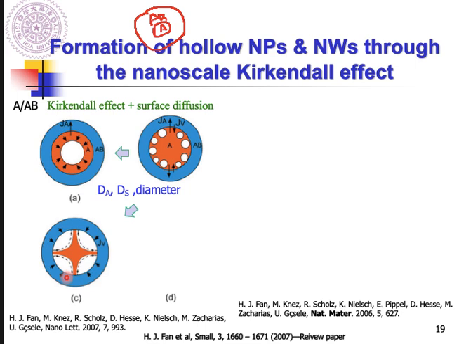And some people also play with these structures. For example, some people use this structure and add some chemical reactions to etch the surface of this AB alloy to make this gap.